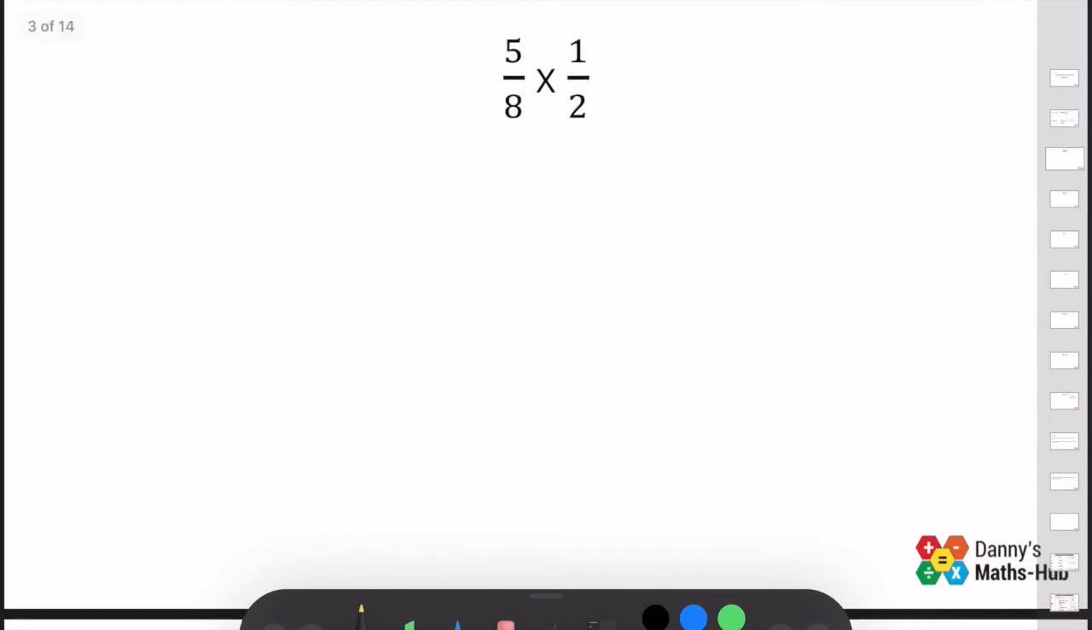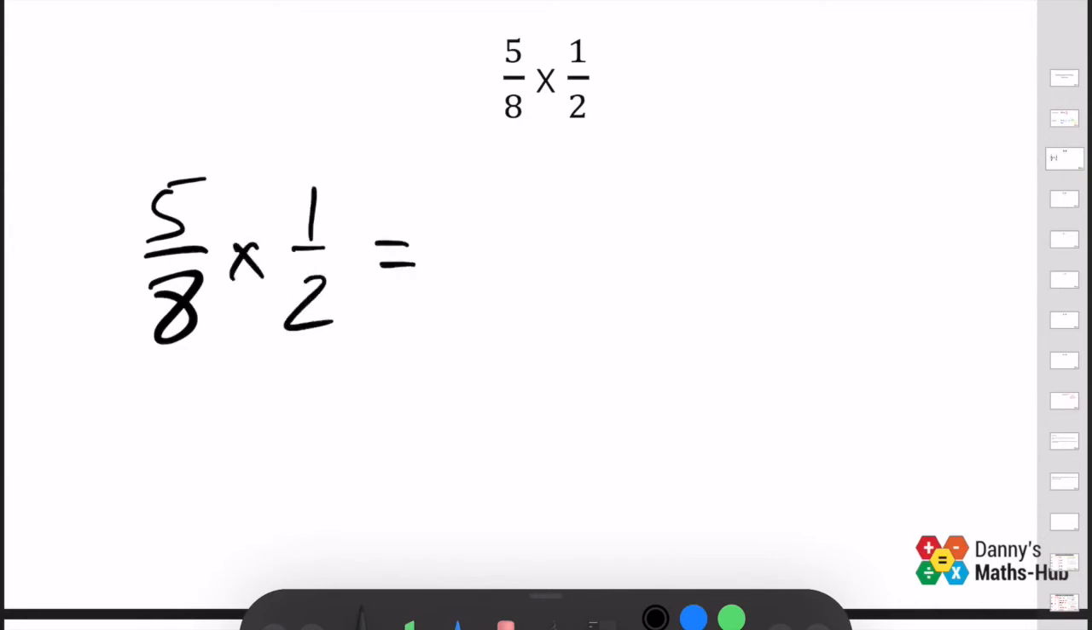Let's look at 5/8 times 1/2. Well, 5/8 times 1/2. 5 times 1 is 5. 8 times 2 is 16. Can that be simplified? Nope, we're finished.